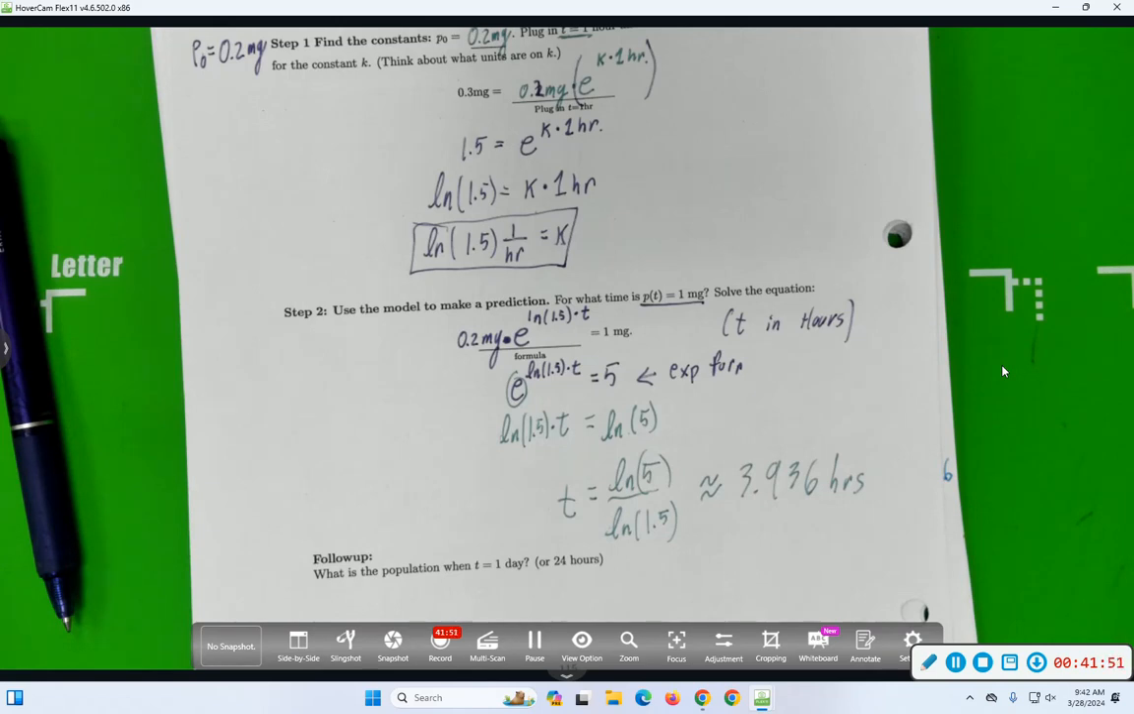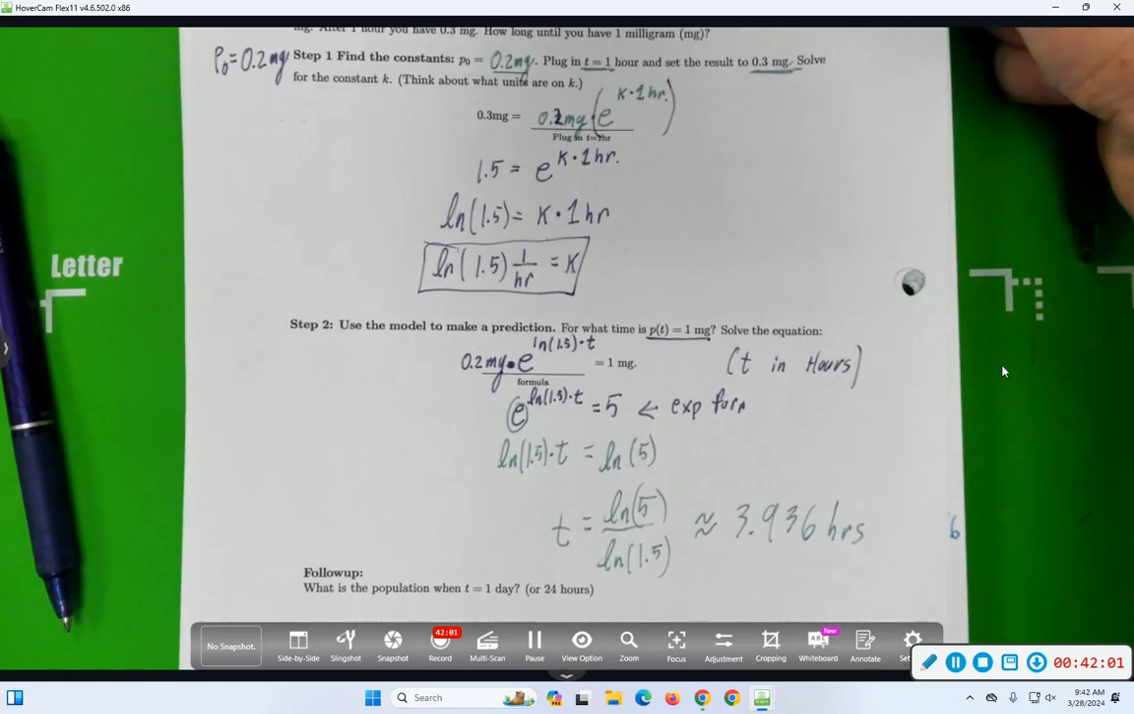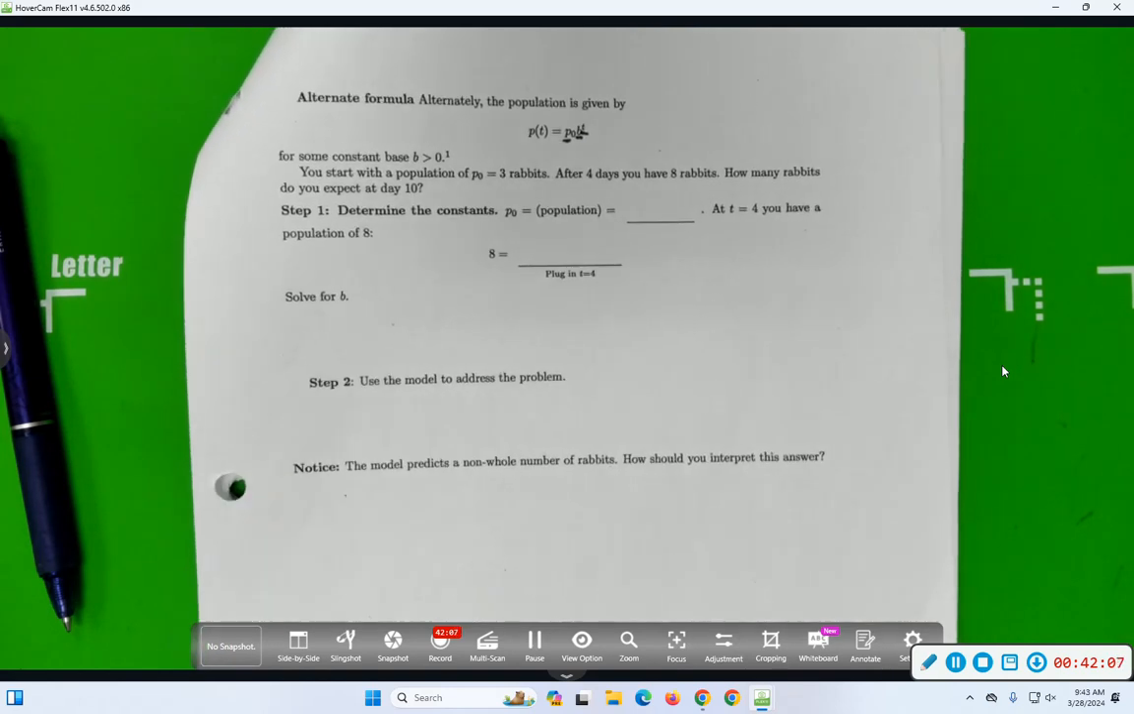So there's one model. The other model behaves in basically the same manner. The only thing is you have a different unknown instead of k that you need to find. So let's try to use this other model. Alternately, the population is given by a model that behaves like this. So let's try to do that.